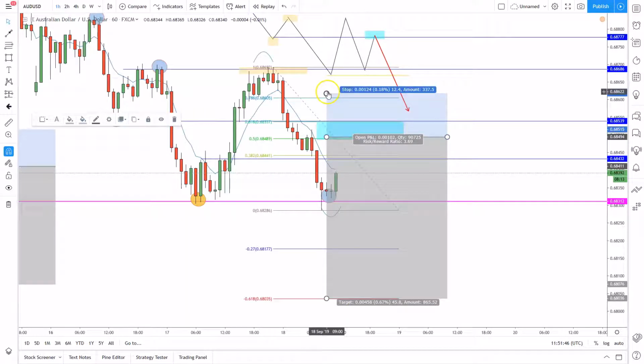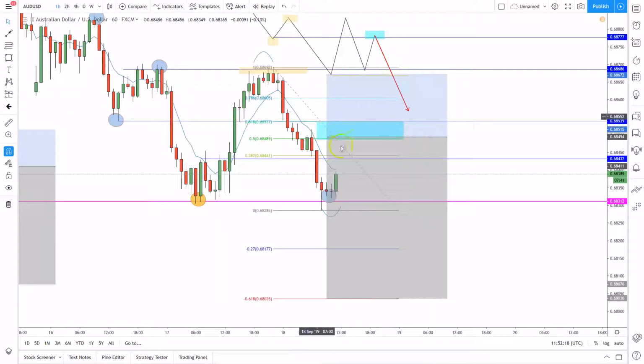And then in terms of stops, 10 pips above the 78.6, so I'll go for 66775. Okay, perfect. So that'll be my risk to reward ratio.